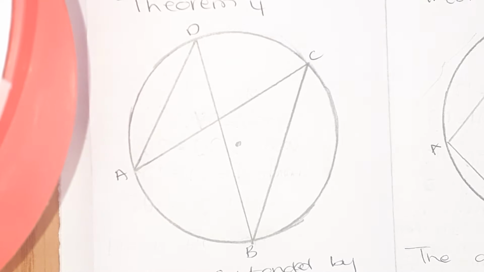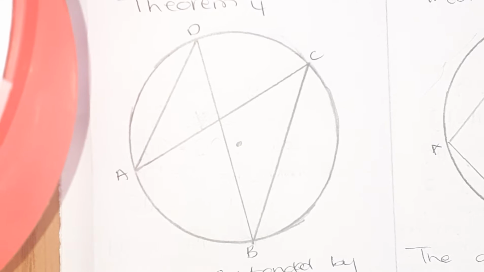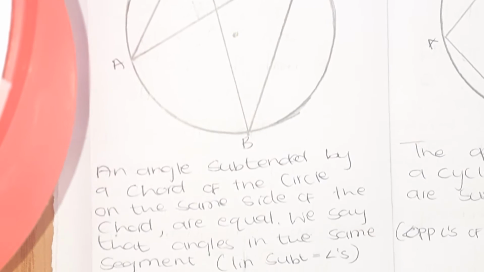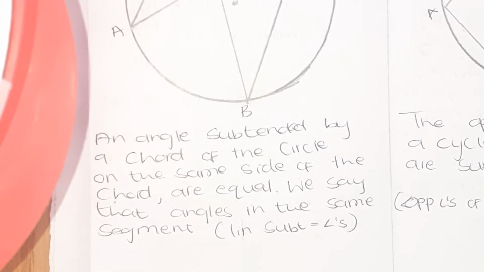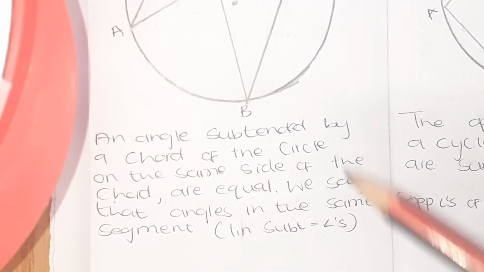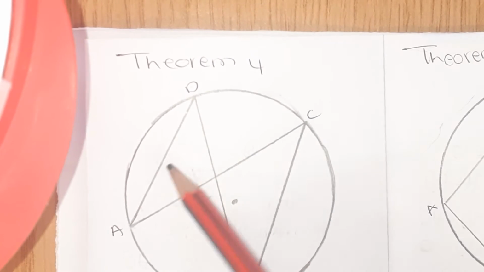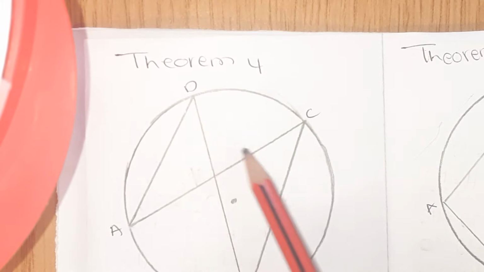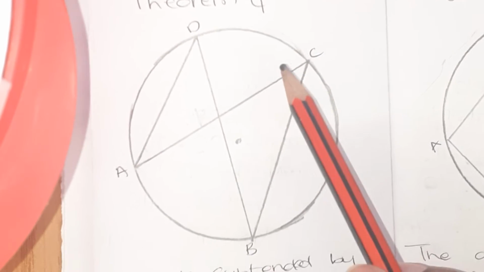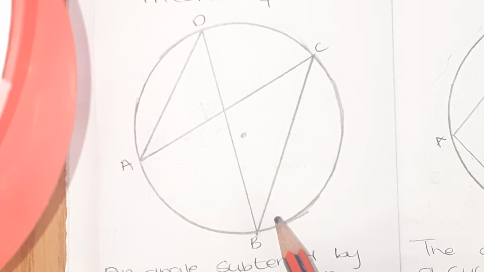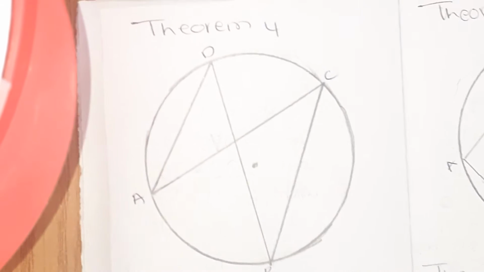The last one just ended with me introducing theorem 4, which says angles subtended by a chord of the circle on the same side of the chord are equal, which means this side and this side are equal. D and C are equal, and A and B are equal.